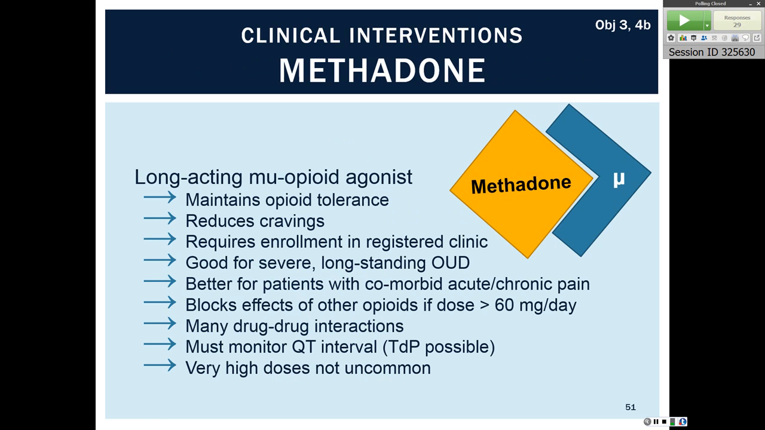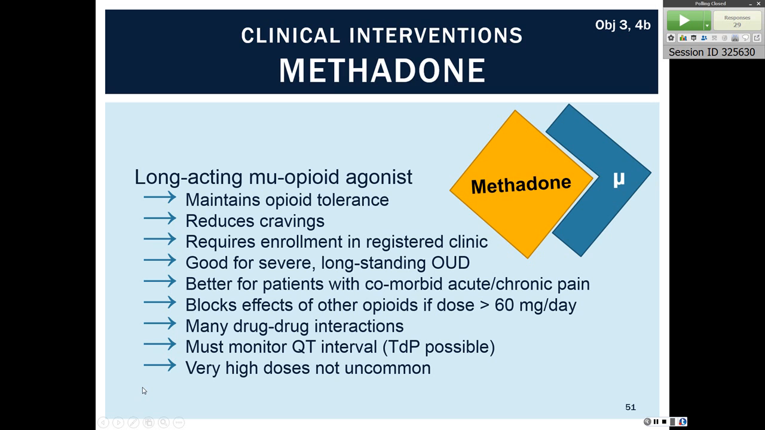So, methadone. These little images are just to show you, imagine this is a mu opioid receptor, and methadone fits nicely into that mu opioid receptor. It's a perfect lock and key. Methadone is a full-acting mu opioid agonist. It's long-acting, so it stays in the body for a really long time. And then these are a whole bunch of clinical pearls to think about with methadone.